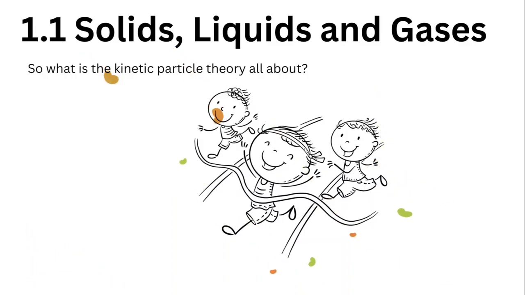So, what is the kinetic particle theory all about? The kinetic particle theory is based on the idea that all matter is made up of tiny moving particles. The higher the temperature, the faster the movement. Smaller particles move faster than heavier particles at the same temperature.